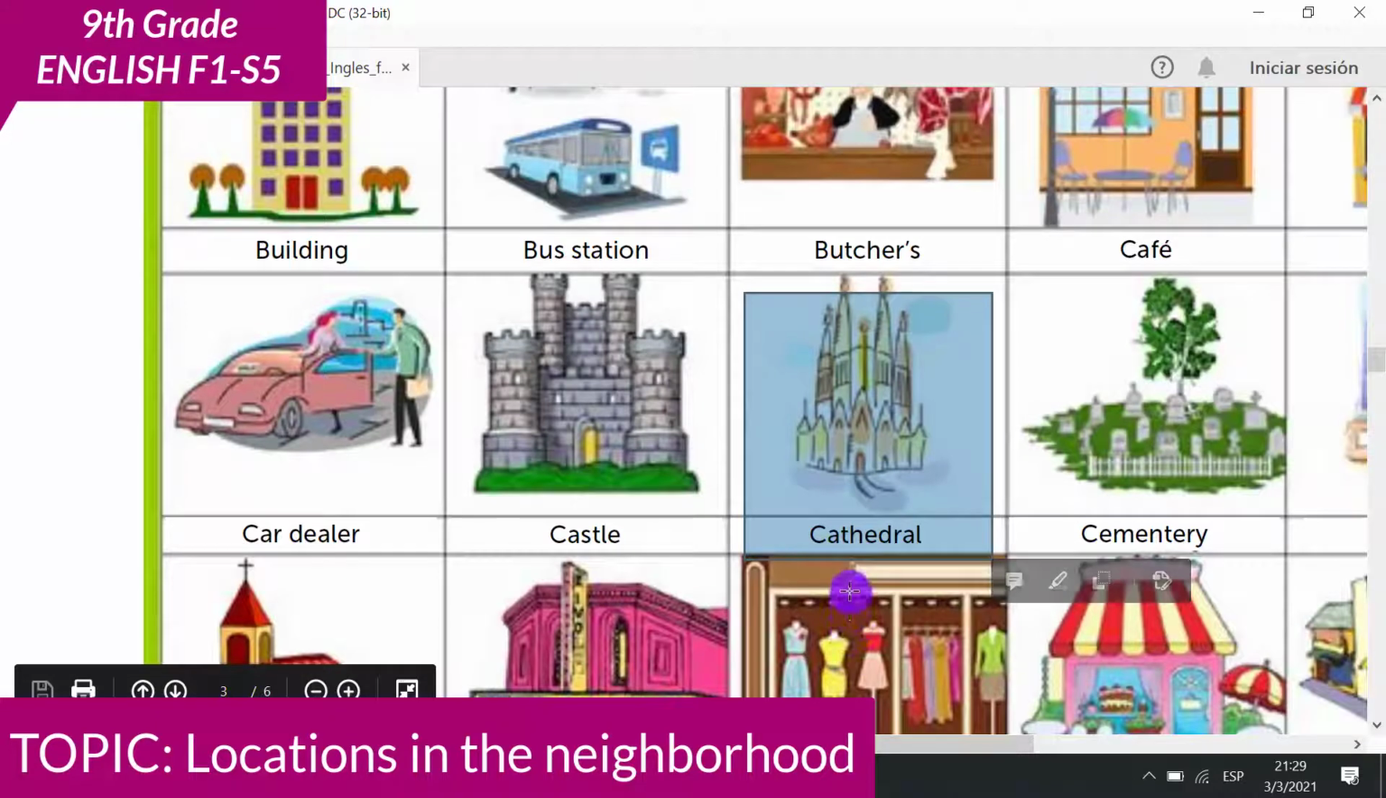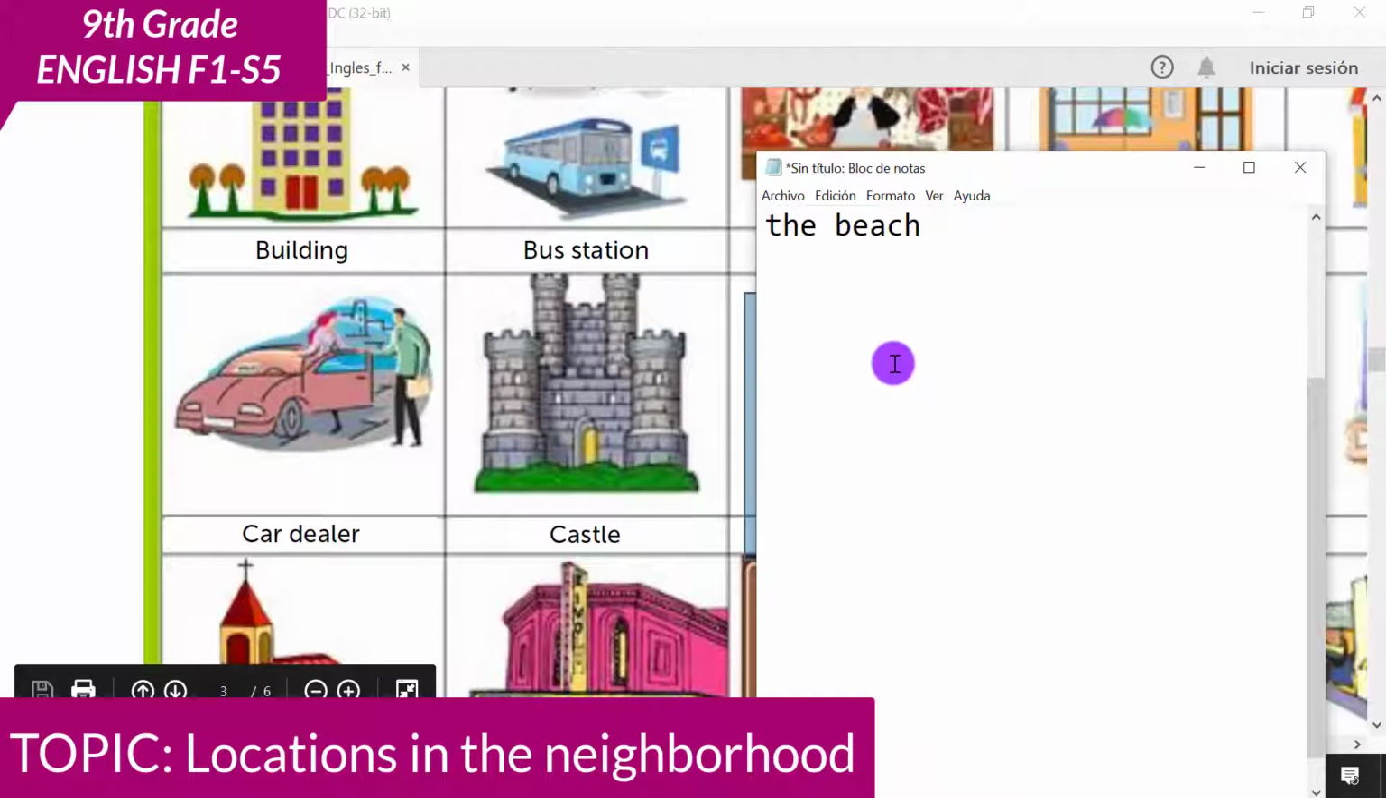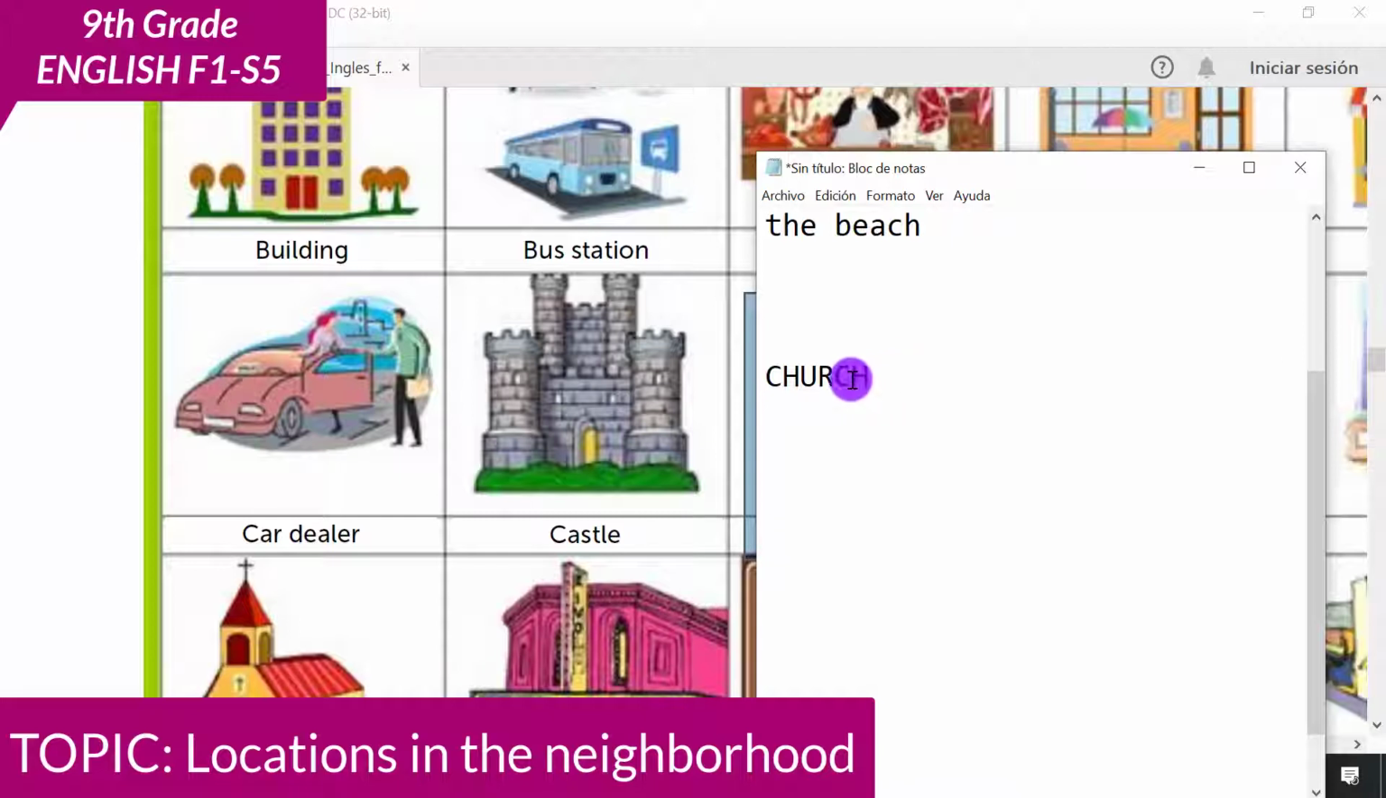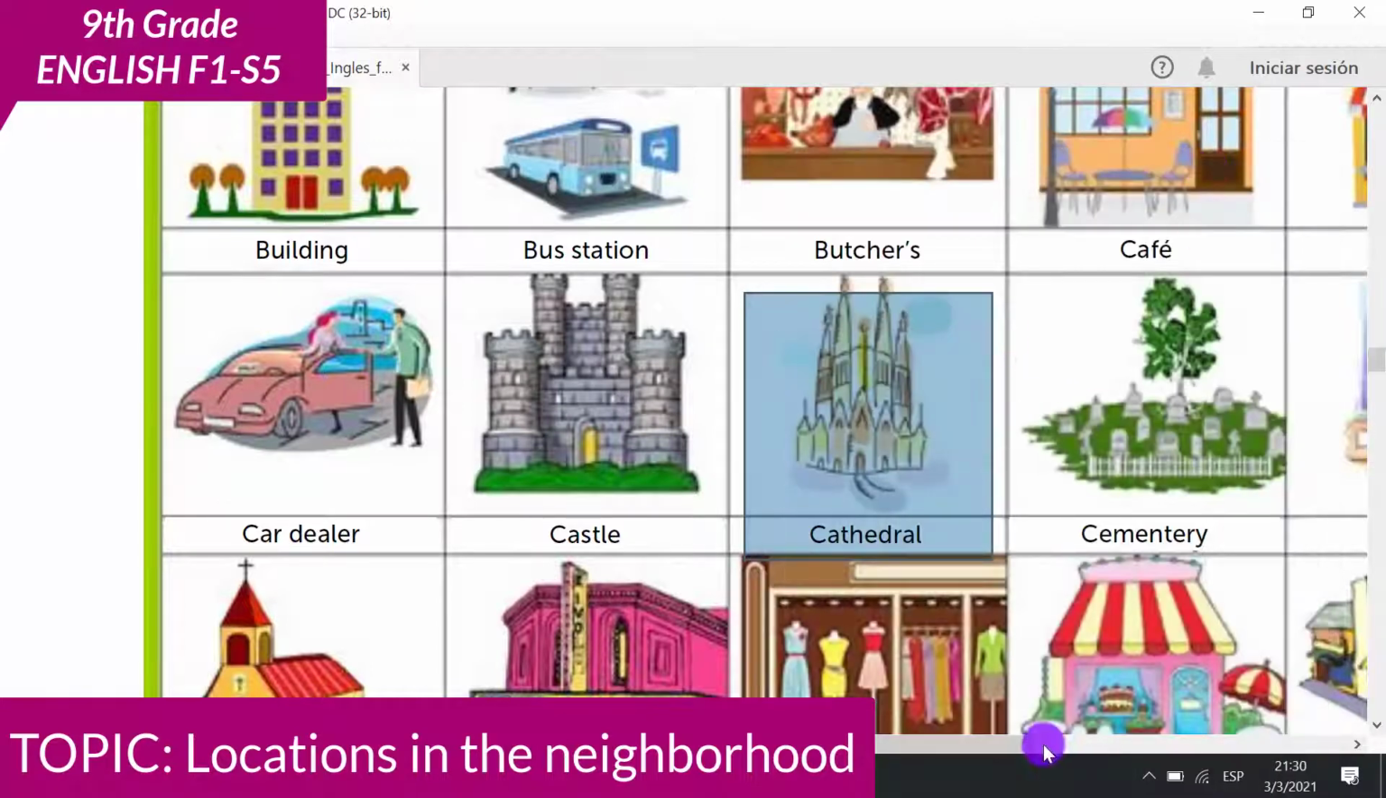Cathedral, catedral. También lo puedes decir de la siguiente manera, mira. Church, iglesia. For example, there's a Catholic church. También puede ser, for example, a Christian church. Church, iglesia. Catholic church, iglesia católica. Christian church, iglesia cristiana. Next.